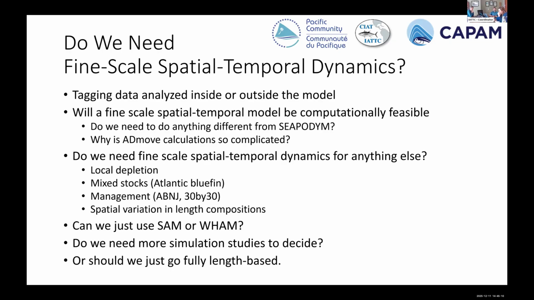So if we don't need the fine scale spatial temporal model, can we just use something like SAM or WAM, which has random effects in it and are fairly well developed? And do we need more simulation studies to decide these? And finally, why don't we just go for a fully length-based model and solve half our problems by doing that? So that's kind of a straw man, and then a few things that we think are pretty important to work out before we make the decision on what to do.